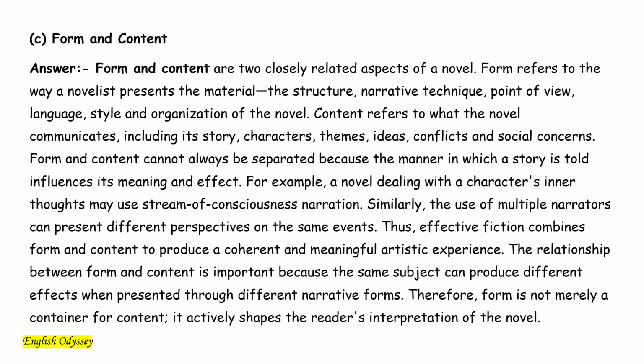The third question is form and content. Form and content are two important aspects of a novel. Form means how the story is presented, including its structure, narrative technique, point of view, language, and style. Content means what the novel communicates, including its story, characters, themes, ideas, and conflicts. So simply put, form is how the story is told and content is what the story tells us.